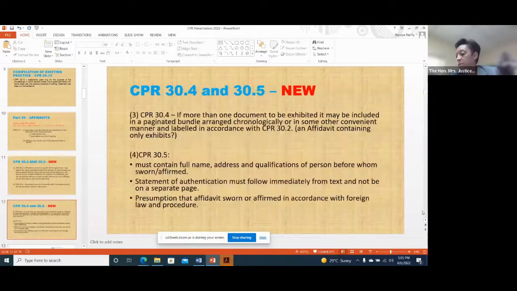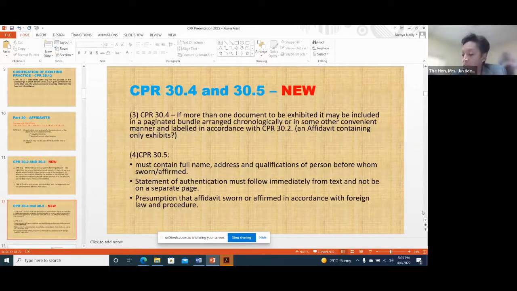Ms. Neely, if you can go to the next slide for me, please. If more than one document is to be exhibited, it may be included in a paginated bundle arranged chronologically or in some other convenient manner. Again, not quite sure, but I'm wondering if what is being contemplated here is a bundle of just exhibits. That's how it reads to me. And so I've put that there, an affidavit containing only exhibits. That may be what that's referring to.